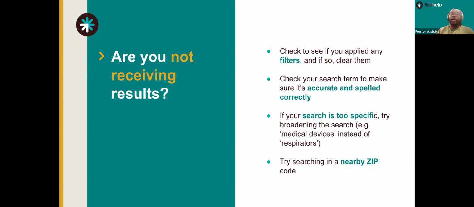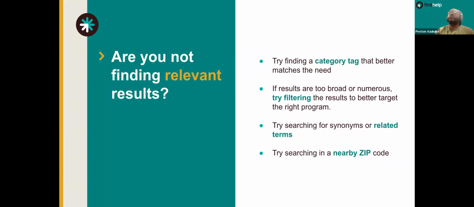And for those in a rural area, what we would recommend is expanding the zip code, because again, some programs may be available in a different zip code if you are in a rural area. A few other tips as well are trying to find a new category tag that may better fit those needs.